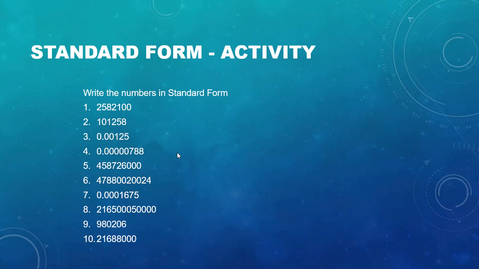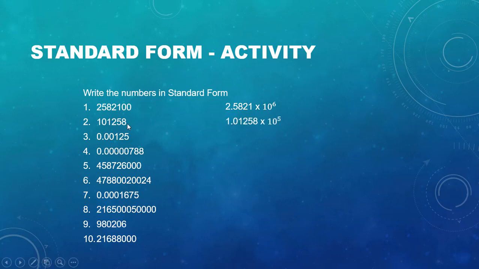Okay, so for the first one, our answer is 2.5821 times 10 to the 6. Our decimal point was right here. We go 1, 2, 3, 4, 5, 6, 6 places to the left. And because we moved our decimal place to the left, we have to write our number with the decimal place moved times 10 to the 6. Right? Likewise, we'll do the other ones.